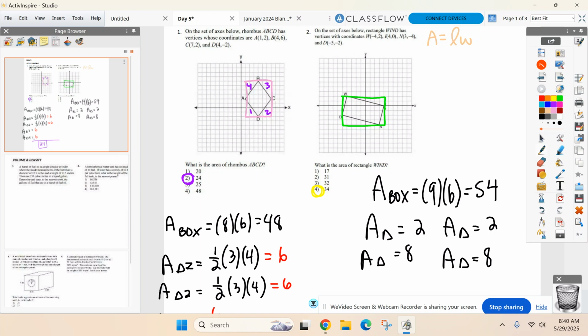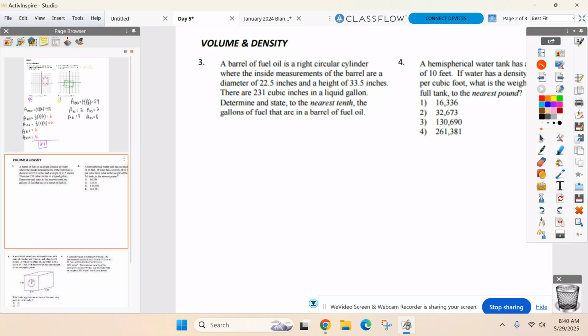Who knows? All right, the other topic today, always at least one or two multiple choices, and definitely a part 3 question on volume and density. I know, I get it. We just finished this, but it's going to be on there, so we got to review it. All right, we got a barrel full of oil. It's in the shape of a cylinder. Diameter is 22.5, the whole diameter is 22.5, and the height is 33.5. How many gallons does this hold?